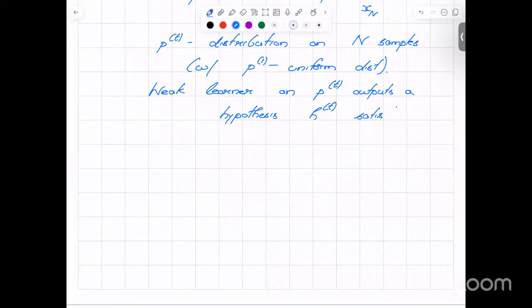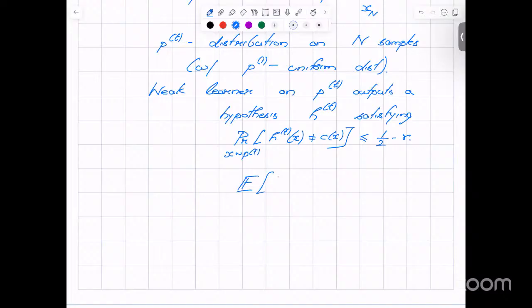It outputs a hypothesis HT satisfying the following. The probability that HT of x is not equal to C of x, when I pick x according to PT, is certainly less than or equal to half minus gamma. Equivalently, the expected value of HT of x minus C of x when x is picked according to PT. That's what the weak learner is going to guarantee me.